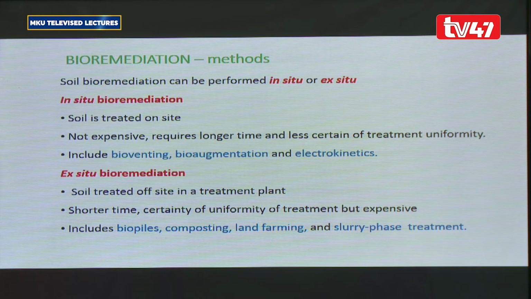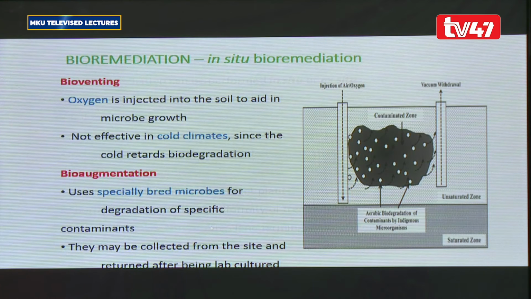So let's look at these different types of bioremediation and see how exactly they are done. So the first one is bioventing, which is an in situ bioremediation. The main idea in this bioremediation process is to increase the amount of oxygen reaching the contaminated zone. In this situation, the extra oxygen will help the microorganisms to grow. It will aid in their microbe growth.